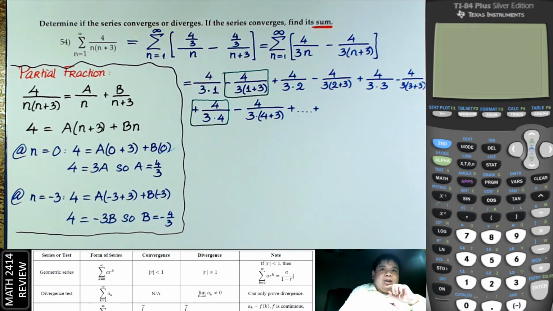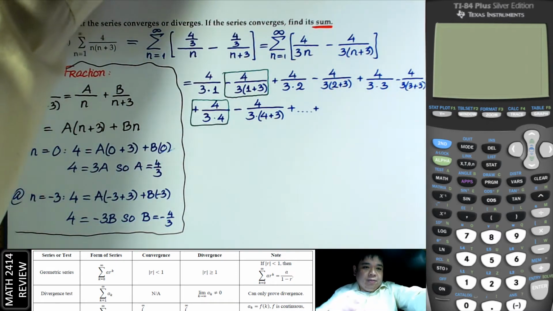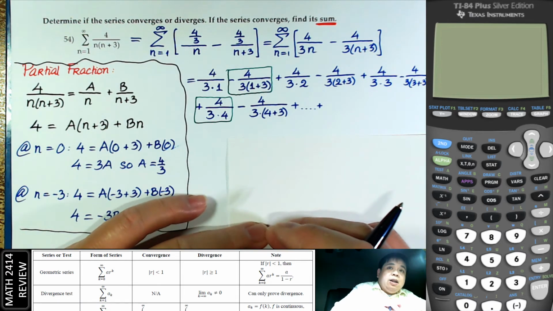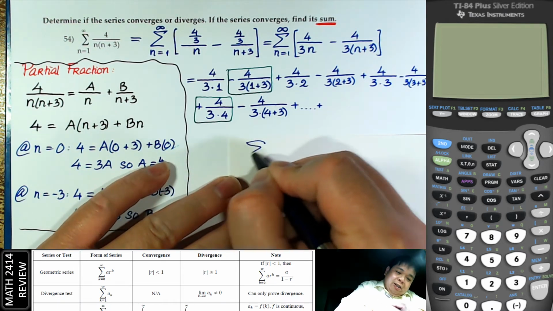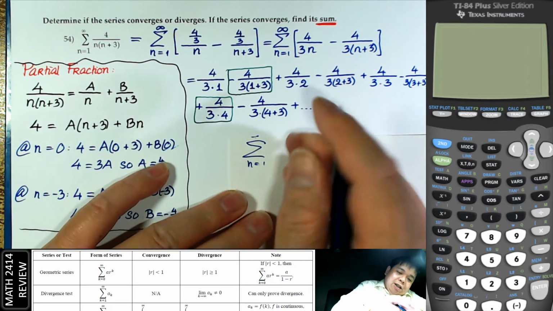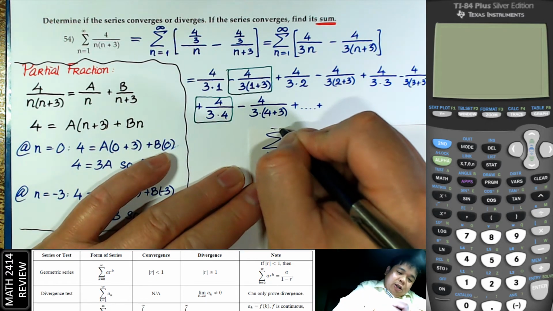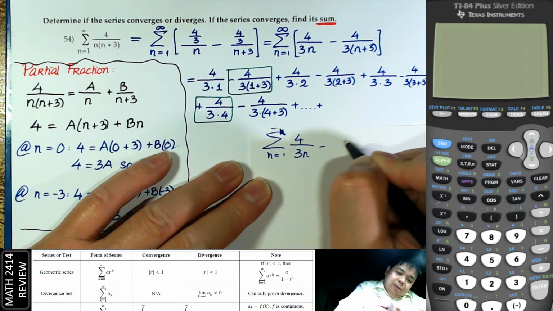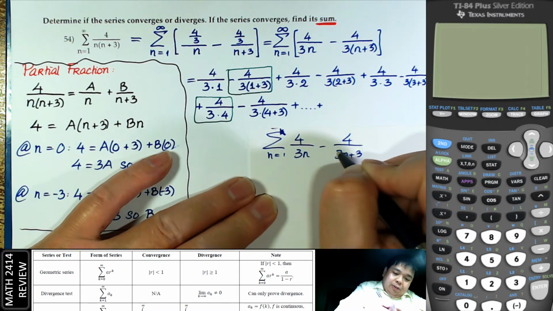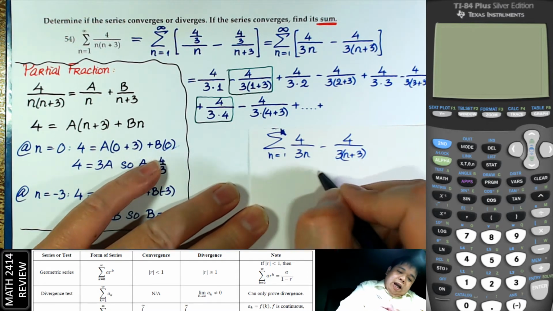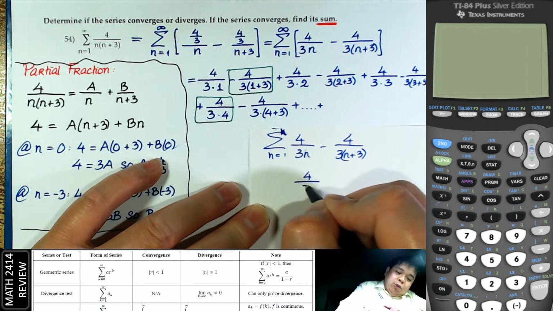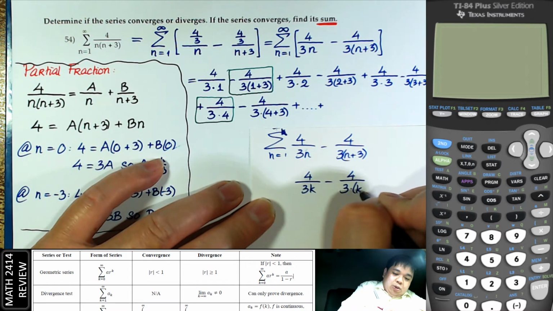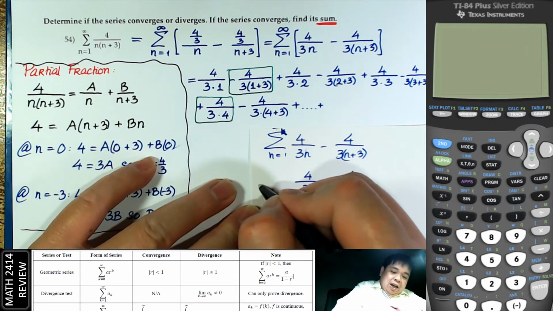Now we need the last 3 terms. Now we're going backward. Let's see if this one will go to n. Oh no, we cannot use n. Let's use a k, for example. Remember, instead of n, we go to k. So when we substitute k here, we have 4 over 3k minus 4 over 3 times k plus 3. So that is when n is equal to k.